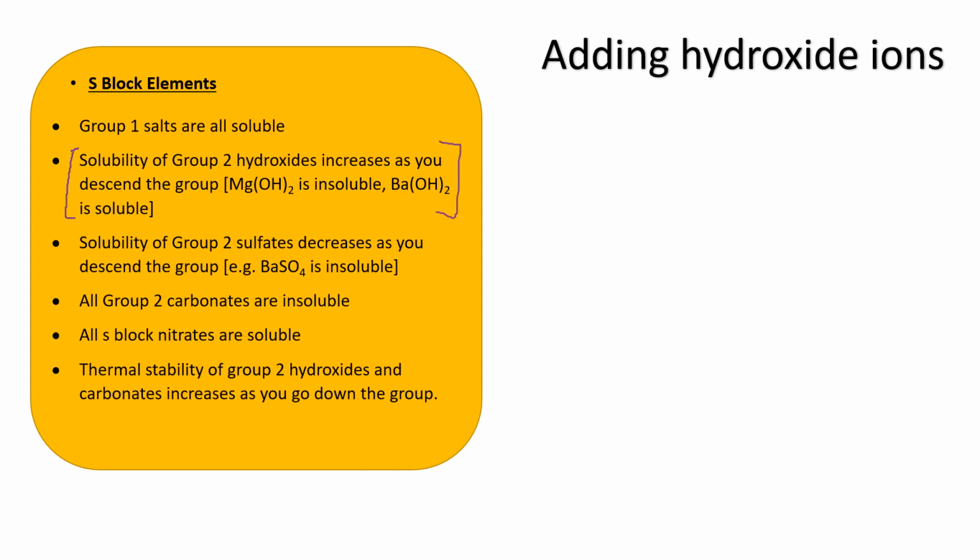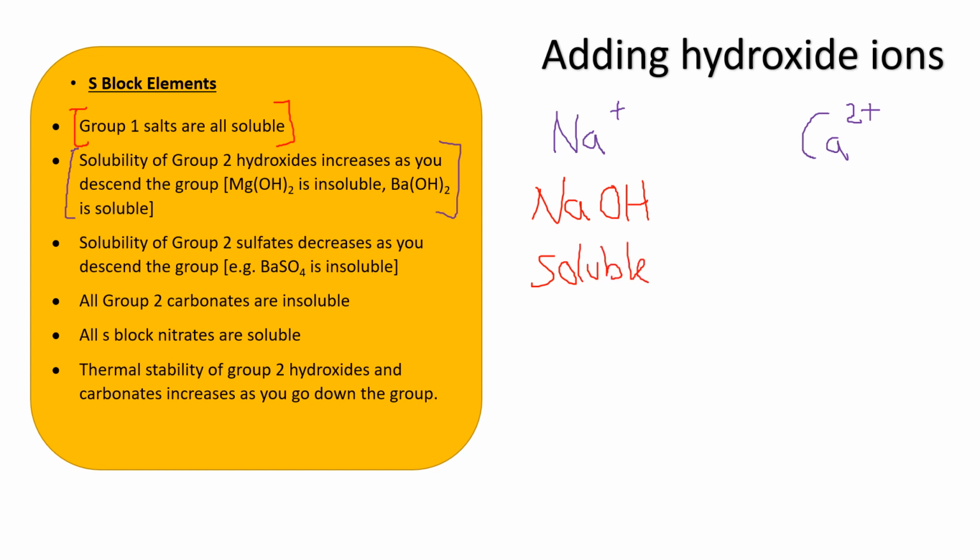So going back to our question then, if you had, for instance, sodium ions, Na+, and you had, say, calcium ions, if you add hydroxide ions to it, in the sodium case, you'd form sodium hydroxide. Now we know that all group 1 salts are soluble, so this would be soluble. So you just get a clear solution. Whereas calcium ions would form calcium hydroxide, which would be less soluble. So you'd get a precipitate. You get a white precipitate.